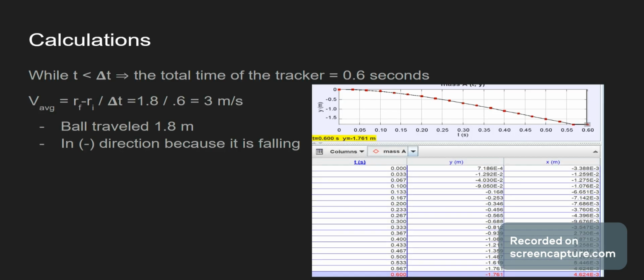Calculations. So the total time of the tracker is about 0.6 seconds. To get the average velocity, you do final position minus initial position over change in time. If you look at the calculations, it's about 3 meters per second. Your ball traveled around 1.8 meters, and it's in the negative direction because it's falling. So in vector form, it's 0, -3, 0.